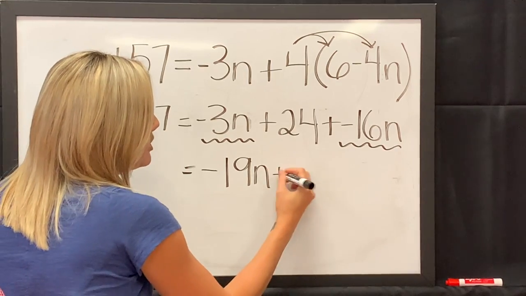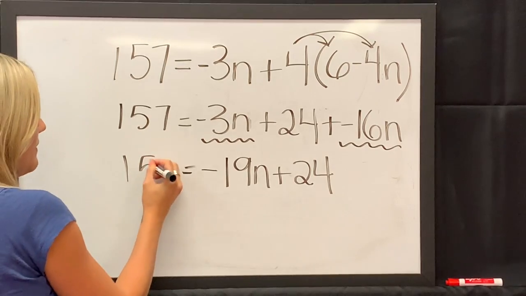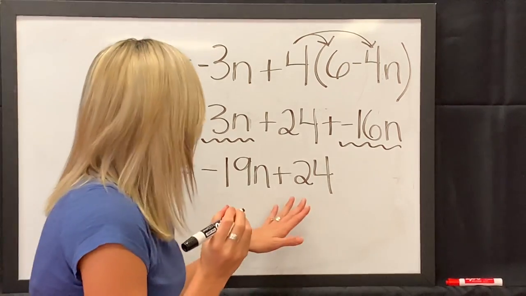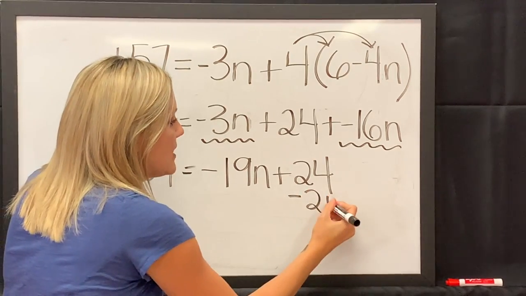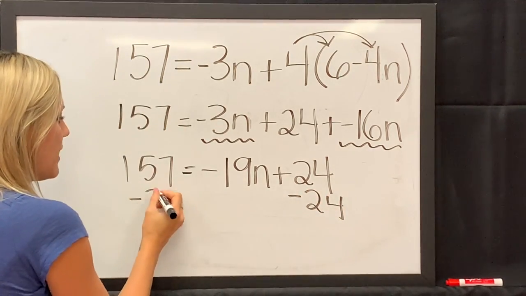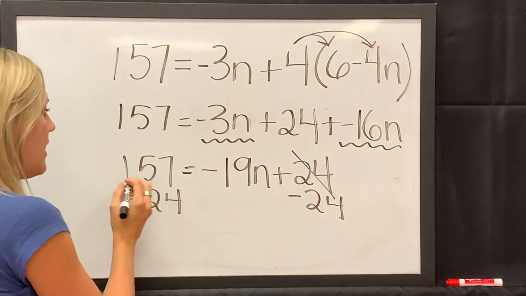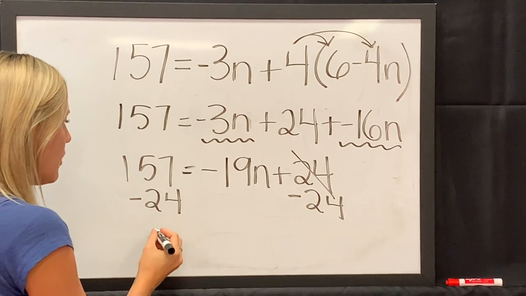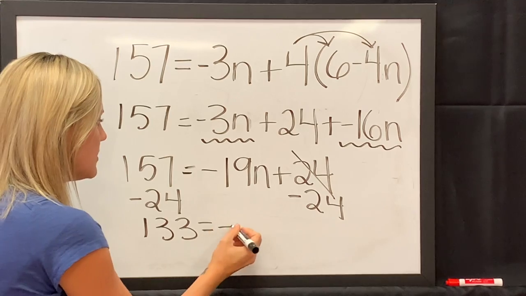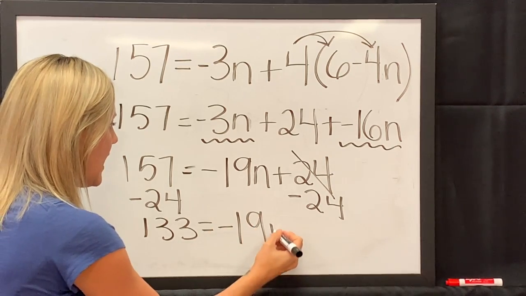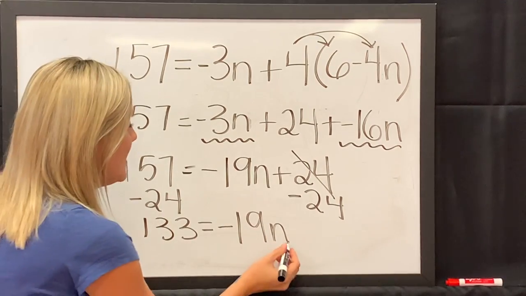And then I still have this 24. And then on this left-hand side, I have 157. Okay, I am going to get rid of my plus 24 by subtracting 24, subtracting 24. These will cancel. And then 157 minus 24 is 133 equals negative 19n. My very last step is to divide by that negative 19.